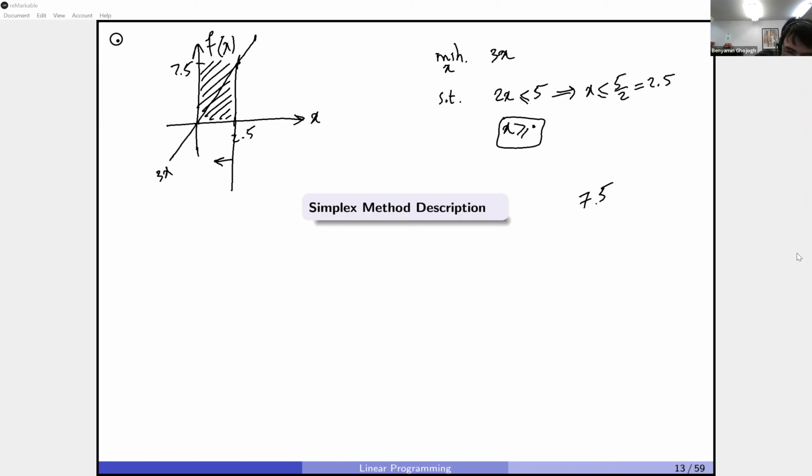This is 3x. And where is the solution? We want to minimize it or maximize it. Assume if we want to minimize it, the solution would be here. If we want to maximize it, the solution would be this, right? Because f here is increasing in this way, right? This axis is f now. This is the cost function.